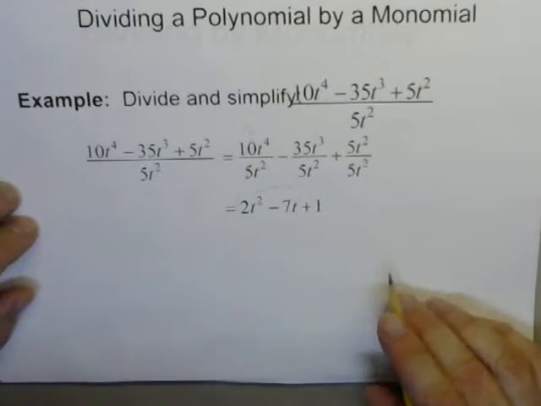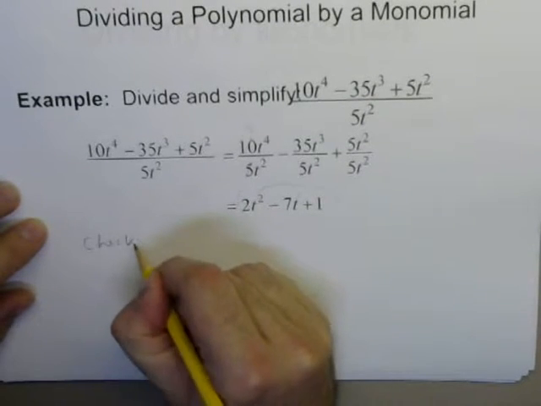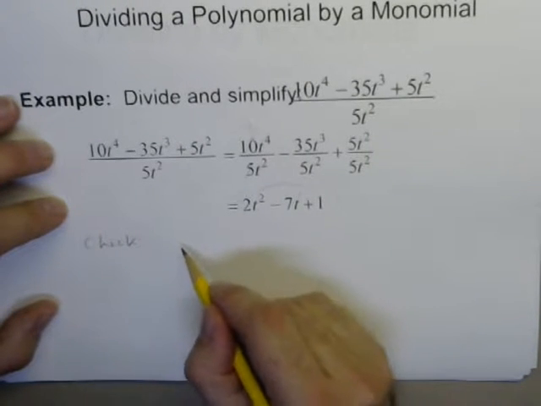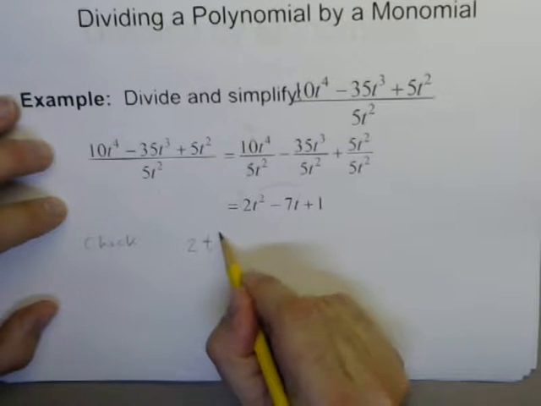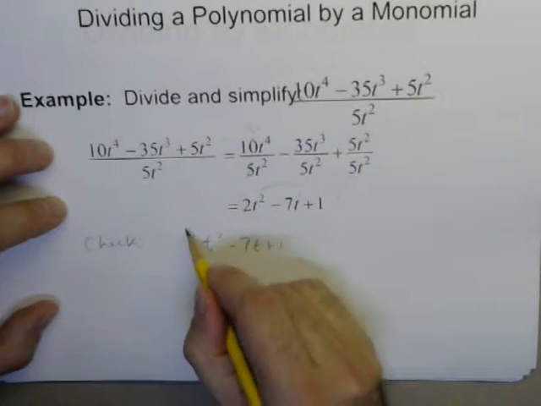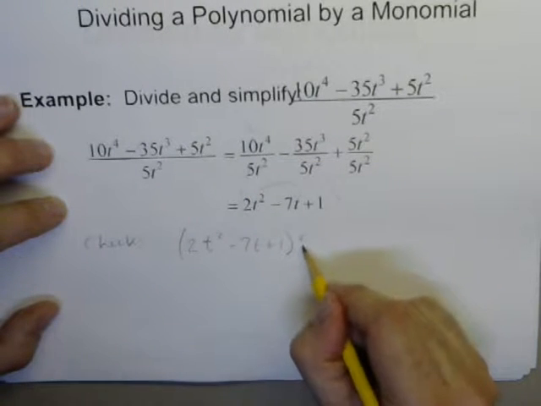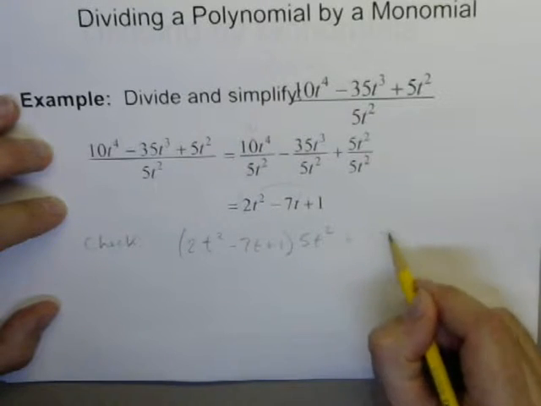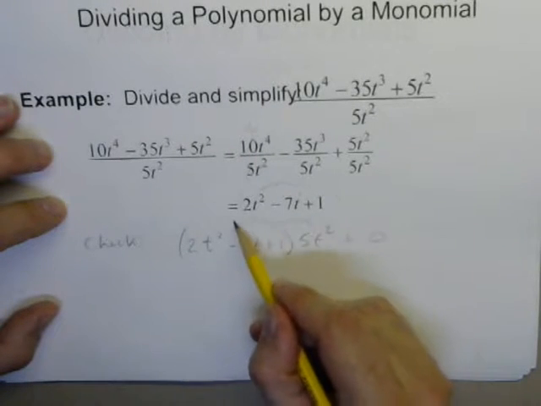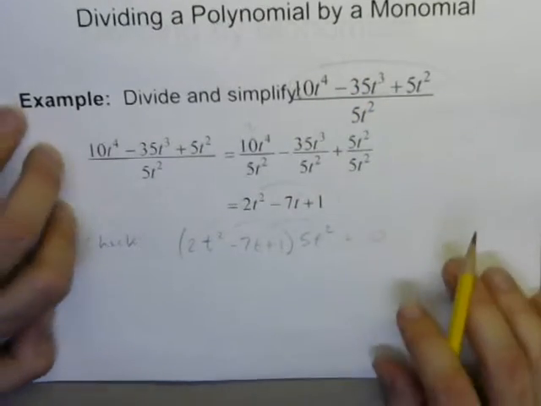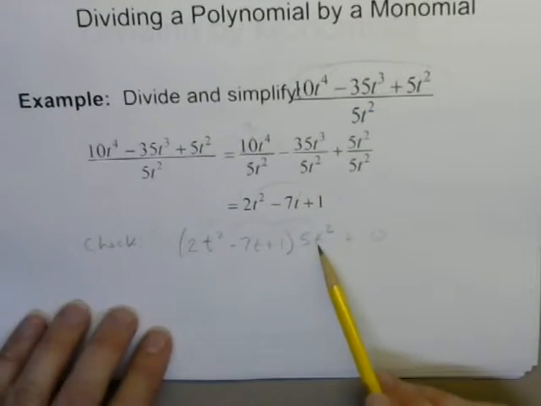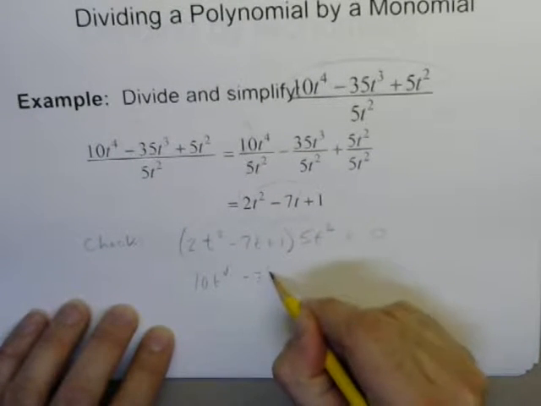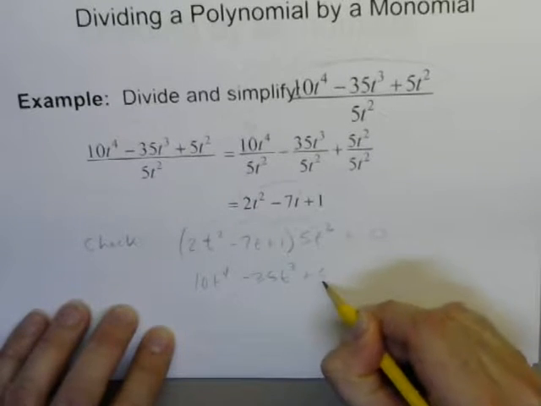And then again, if you do want to check your answer, I'm not going to take points off if you don't check these, but I would strongly encourage you to check them. If you're not sure if that's right, take the quotient, the 2t squared minus 7t plus 1, and multiply that times the divisor plus whatever the remainder is. In this case, there is no remainder. And just go ahead and multiply that back through, and you should get the numerator, you should get the dividend, which I think you will get. You'll get 10t to the fourth minus 35t cubed plus 5t squared.